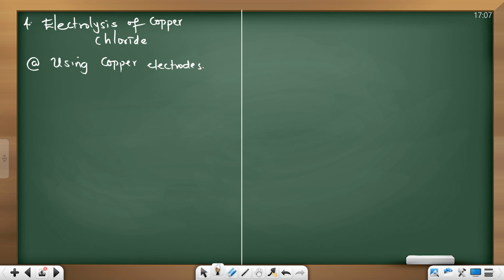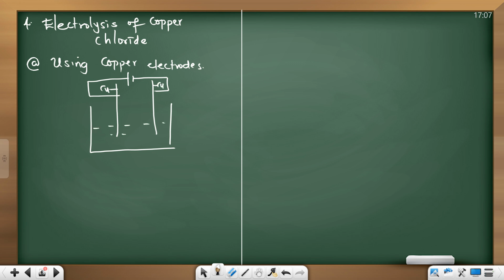If I use copper electrodes, will there be a difference? Will the reaction change if I change the electrodes? That's going to be the question. Let's talk over it quickly. If I have positive and negative, these are copper electrodes. And what do we have as an electrolyte? CuCl2. By the way, copper ions are blue in color. Blue. Please take note, that's a very, very important point in chemistry.